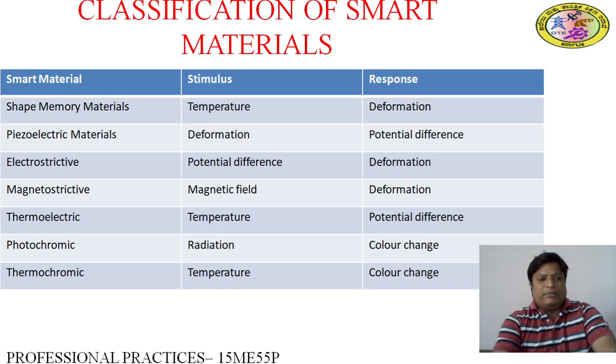Here, in piezoelectric materials, you know that when forces are applied, a potential difference is induced. That means electricity will be produced. The electrical change is nothing but a voltage difference, which we call potential difference. And then electrostrictive: when we apply electricity or a difference in electricity, the material gets deformed. Another one is magnetostrictive.